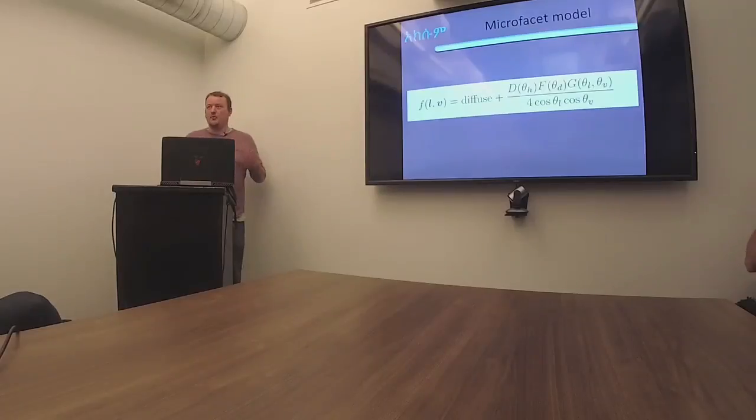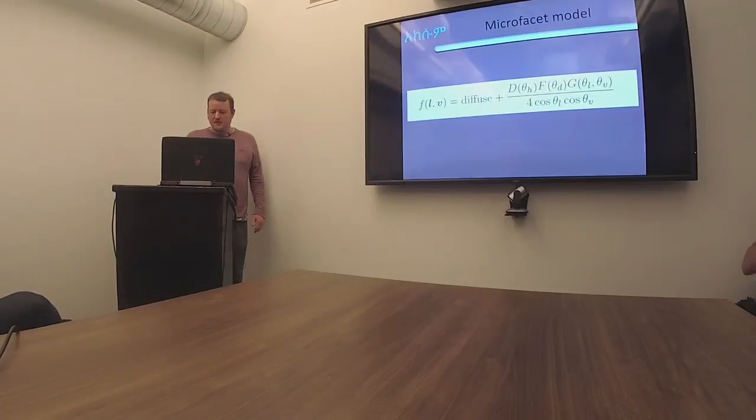It has 2 components, and it's common with a lot of BRDFs. You have a diffuse component and a specular component. The diffuse component is largely view independent, but not entirely, as we'll see on the next slide. And then the specular component is divided into 3 terms, D, F, and G, and then normalized by this denominator here.